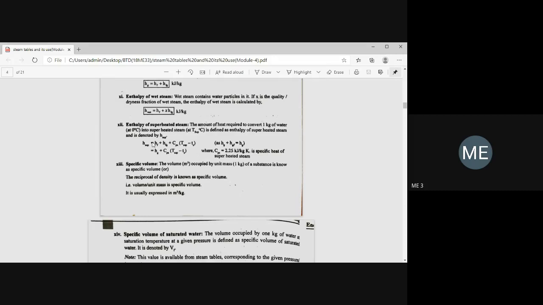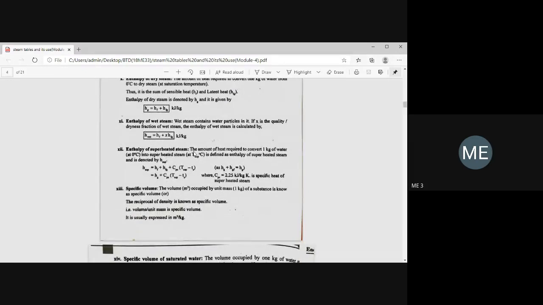So hf plus hfg is nothing but our total heat of evaporation. Instead of hf plus hfg, directly you can take hg plus Cps into (Tsup minus Ts). This is the formula for enthalpy of superheated steam. So these three formulae you should read.